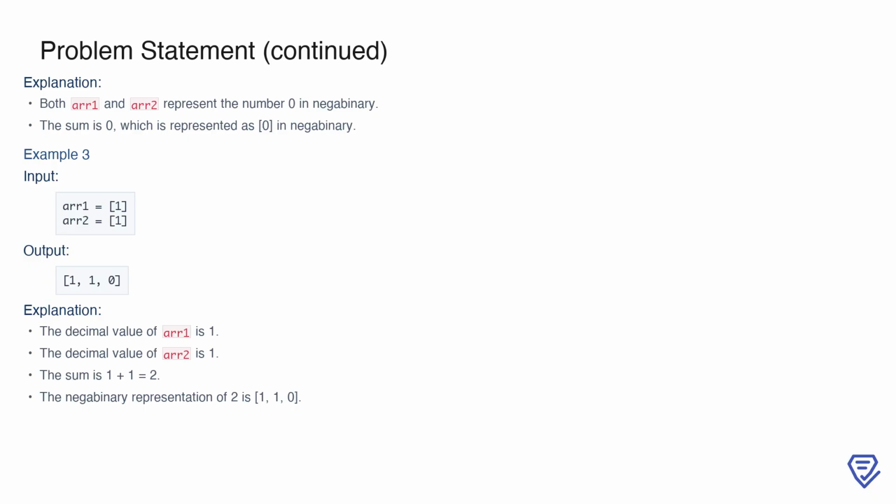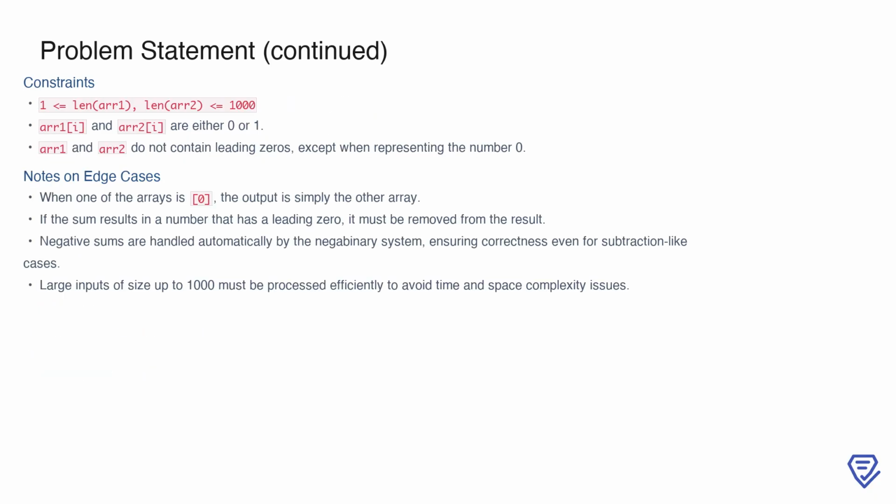The key is to carefully interpret the powers of -2 for each digit and apply the rules of Negabinary addition when constructing the result. There are several important constraints and edge cases to consider for this problem. First, the lengths of ARR1 and ARR2 can range from 1 to 1000, so your solution must be efficient in both time and space. Each digit in the arrays is either 0 or 1, and there are no leading zeros unless the number is 0.